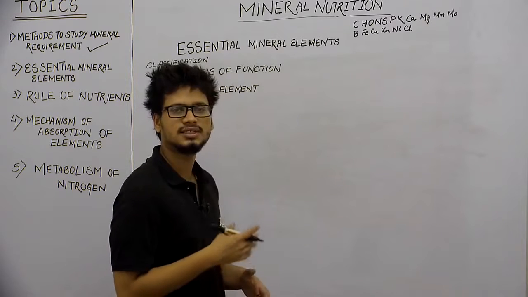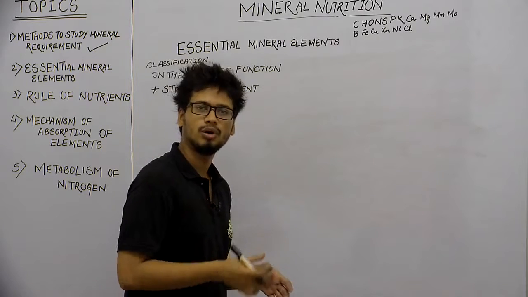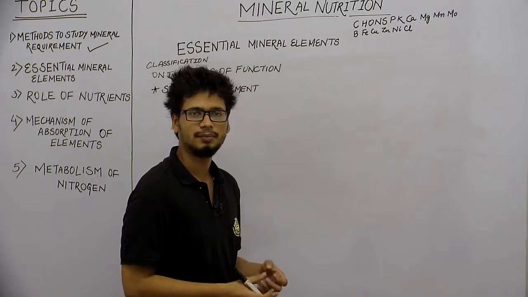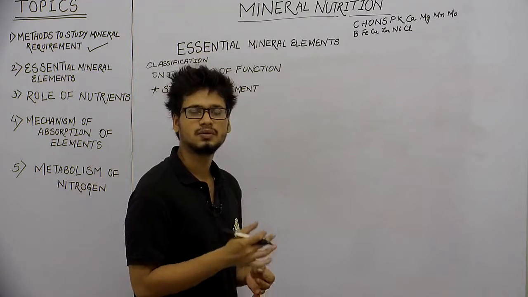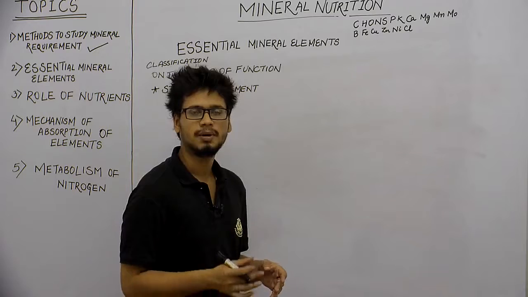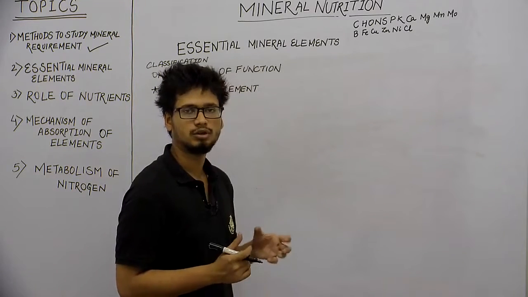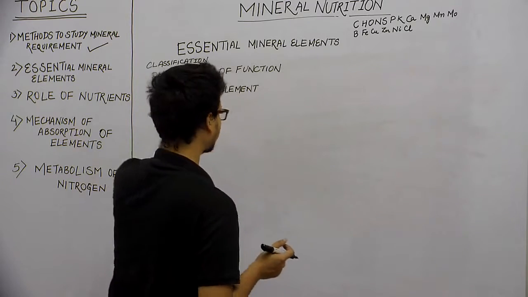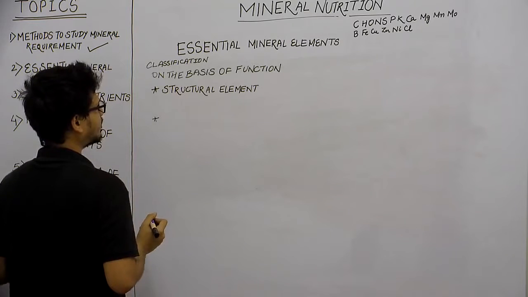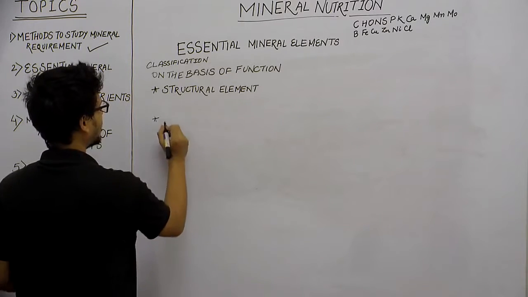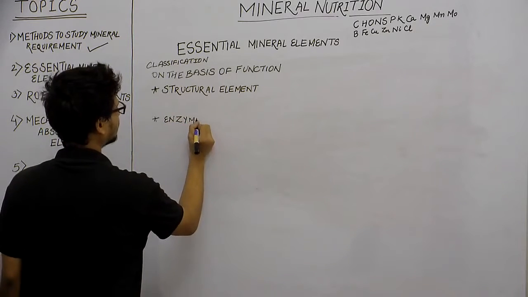In short, these are present in let's say the cell wall, the middle lamella, or even sclereids, xylem vessels, phloem fibers, bast fibers, everywhere. These form the main base or the strength or the supporting system of the plant. The second is that of enzyme activity.